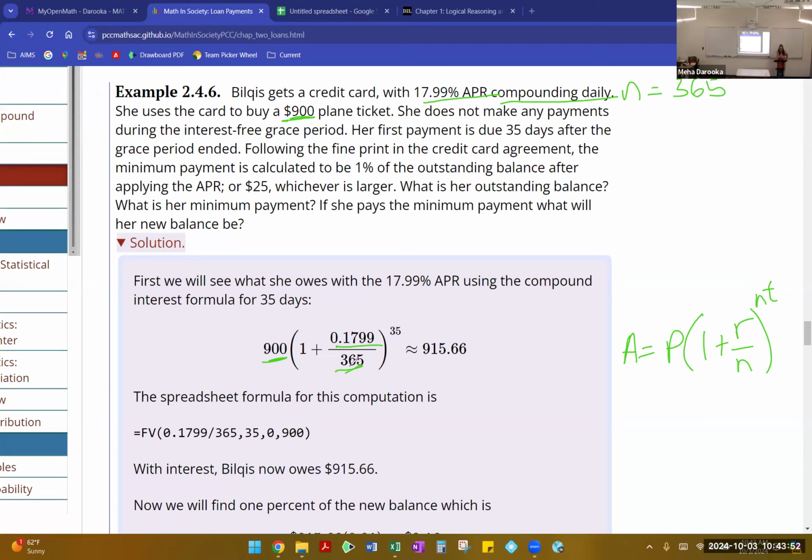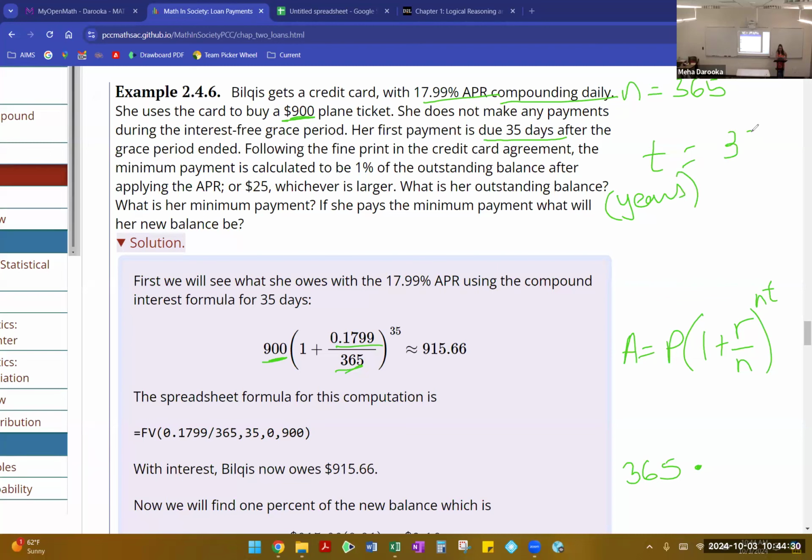And then we're saying the first payment is due 35 days after the grace period has ended. Obviously they're not going to be calculating any interest during the grace period. So we're not counting from the day you got the credit card or made the charge of $900; it's just whenever the grace period ends, they count the 35 days from that. So why is the exponent only 35? Because it's supposed to be N times T. N is 365. T is typically supposed to be in years, but they're saying this is 35 days.